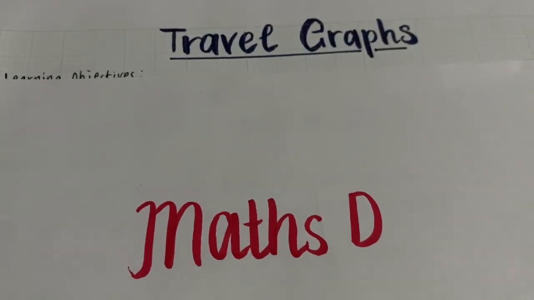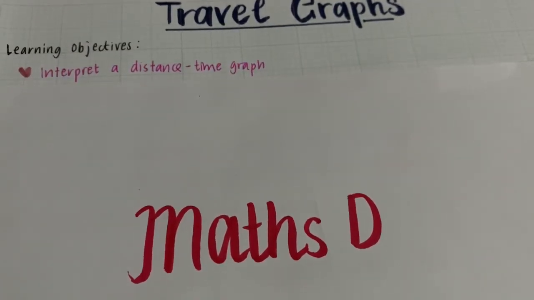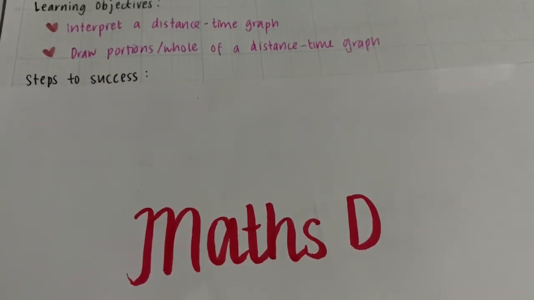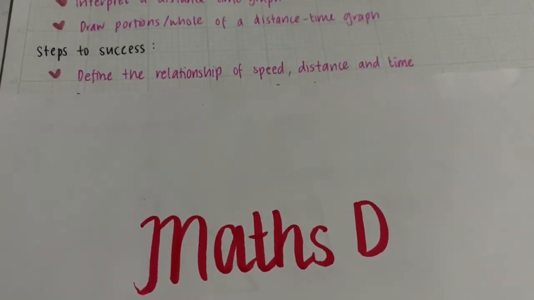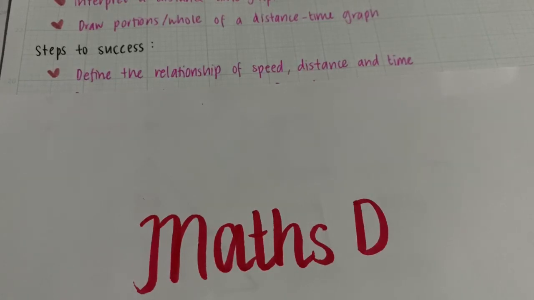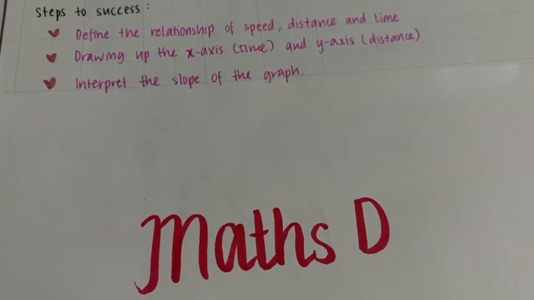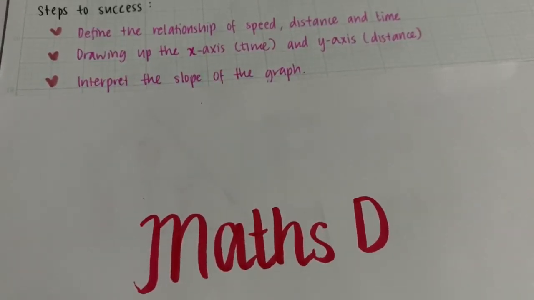So today's topic will be travel graphs. The learning objectives for today: by the end of the lesson you should be able to interpret a distance time graph, and you should also be able to draw a portion or the whole of a distance time graph. And the steps to success would be defining the relationship of speed, distance, and time. What are the differences between one another? Drawing up the x-axis, which is the time axis, and the y-axis, which would be the distance axis. And then you should also be able to interpret the slope of the graph.